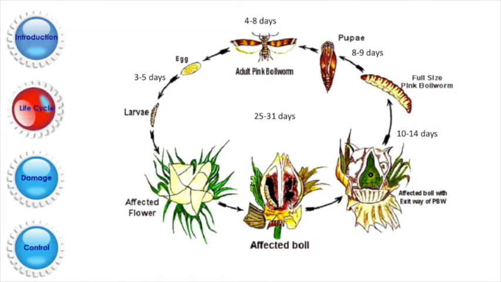Pupation takes place in the ground about 50 millimeter below the surface and adults emerge after about 9 days. Adults are nocturnal and females begin laying eggs a day or two after emergence, typically laying 200 to 400 eggs each. Under optimal conditions, the entire life cycle is completed in 25 to 31 days.